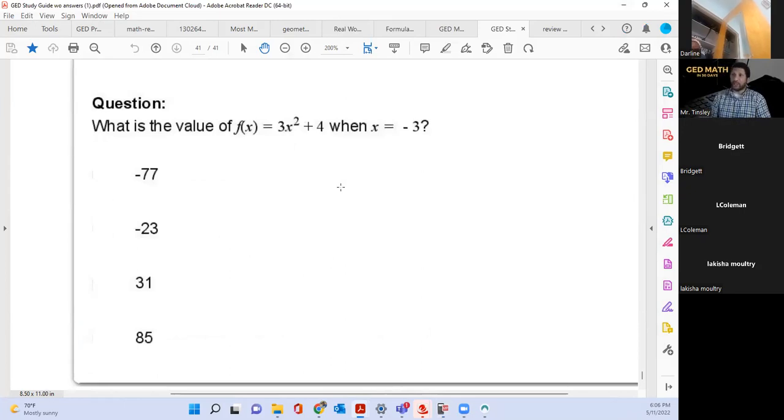I want you to use your calculator, and I want you to evaluate this function when x is -3. And when you're done, I want you to put your answer in the chat.